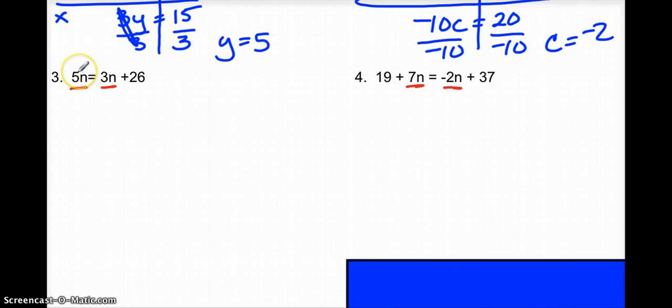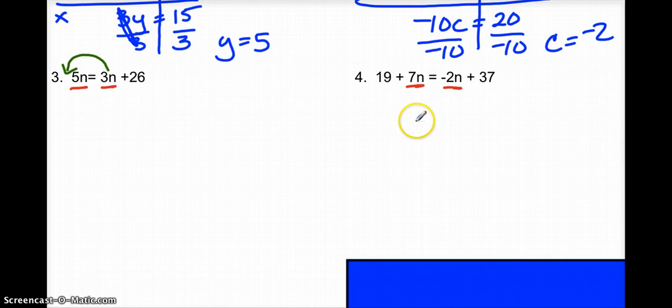If I move the 5n over to the right, I'm going to be left with 0 over here. You can do that, and it's possible to work with that, but it may not be the best way to go. It might be better, save you some work, to move the 3n to the left over with the 5n.